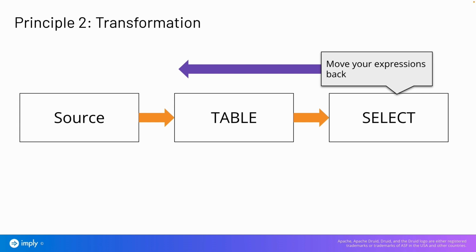Now this principle about transformation means getting the data you put into Druid as close as possible to the data you want to get out at query time. An example might be to push back a Fahrenheit to Celsius conversion. Now that function's not going to change, and what's more, users don't need to amend it in any UI that I can think of.